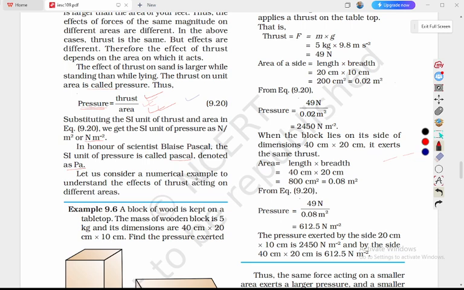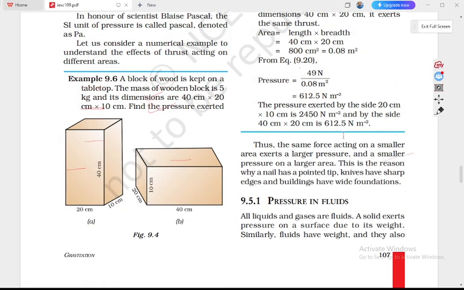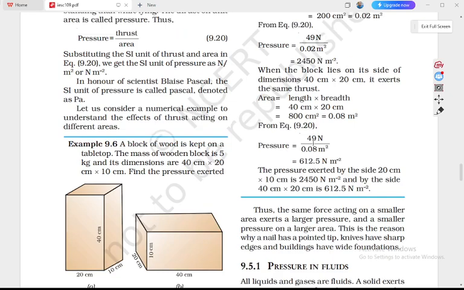Let us consider a numerical example to understand the effects of thrust acting on different areas. Suppose this is a block of wood kept on a tabletop. The mass of the wooden block is 5 kg and its dimensions are 40 by 20 by 10 centimeters. Let us find what happens now.